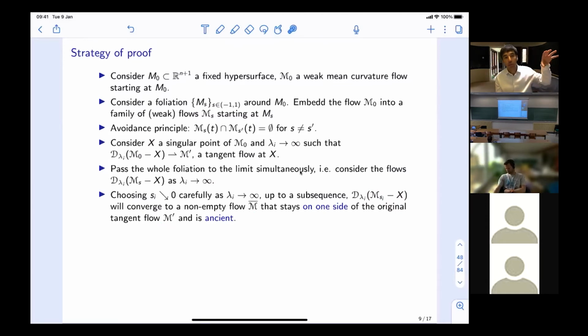Think of this tangent flow, this picture we had before in space-time. Now you get a flow which sits on one side of that, either the inside or the outside. But it's not self-similar. But the important thing, it's on one side of this flow and it's ancient. Because this limit will also have existed, after blowing up, for all negative times.